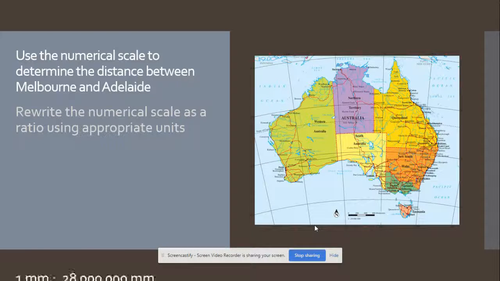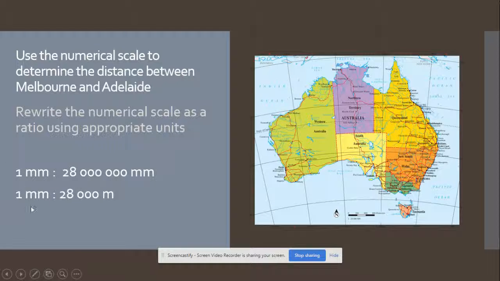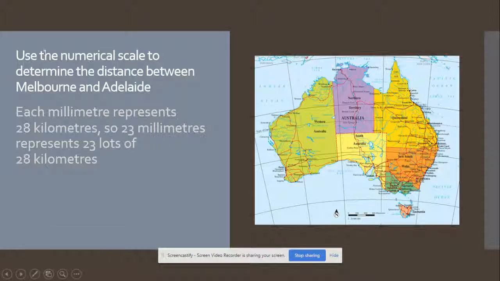So we write the numerical scale using appropriate units. 1 millimeter is 28 million millimeters. So what you do there is you change this. We know it was 23, so you put 1 millimeter is, you can change that to 28,000 meters because it just is easier to work with instead of all those zeros. Then we say 1 millimeter is 28 kilometers. That's even better. And then we say each millimeter represents 28 kilometers.